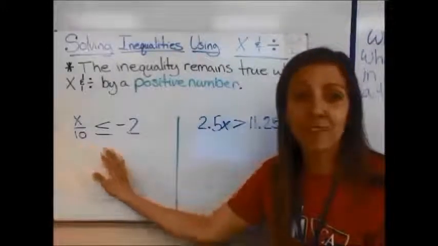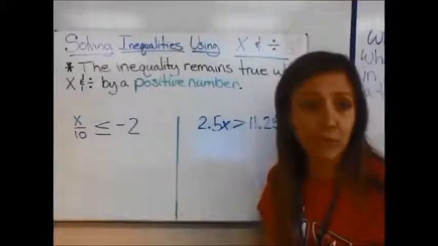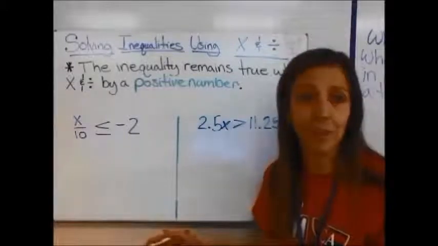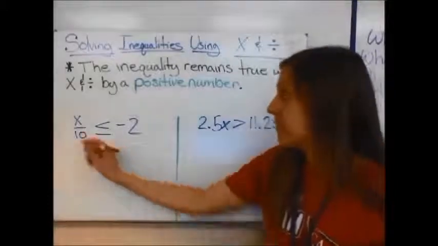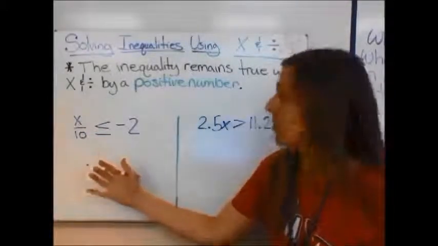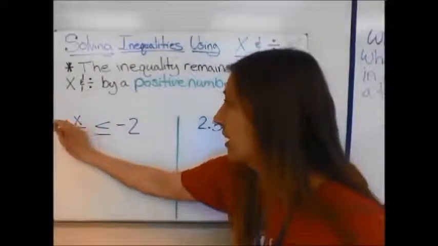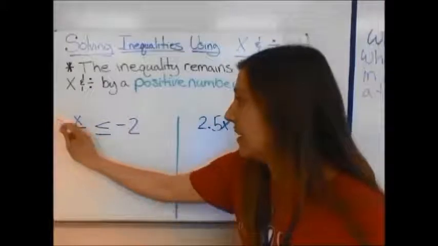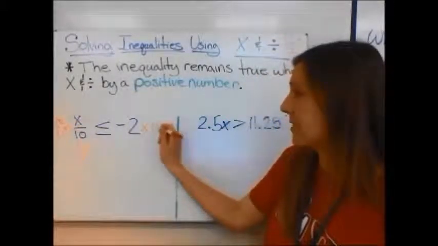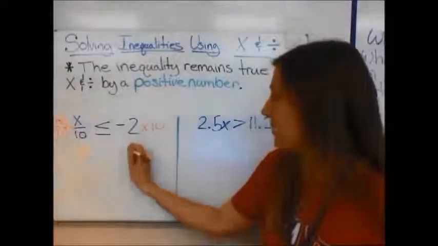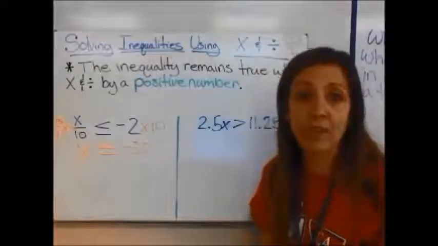So I have x divided by 10 is less than or equal to -2. I'm going to use inverse operations. I'm going to solve this just like I would an equation, except I have an inequality sign. That's the only difference, and the inequality sign, of course, has a different meaning. So I have x divided by 10. I'm going to use the inverse of division, which is multiplication, and multiply by 10. The 10s cancel out, and I'm left with x. I multiply the right side by 10, and I get -20. So x is less than or equal to -20.